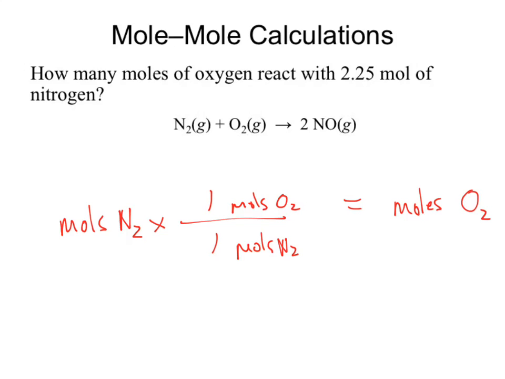Do our units cancel? Yep. So what can we do? We can now put in our numbers. How many moles of O2 do I need to react? 2.25. Follow the conversions. Follow the units within your conversions. You must make sure that your units are correct.